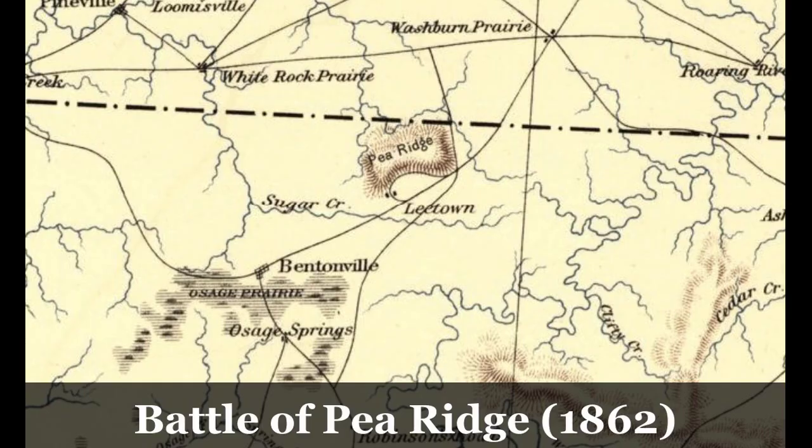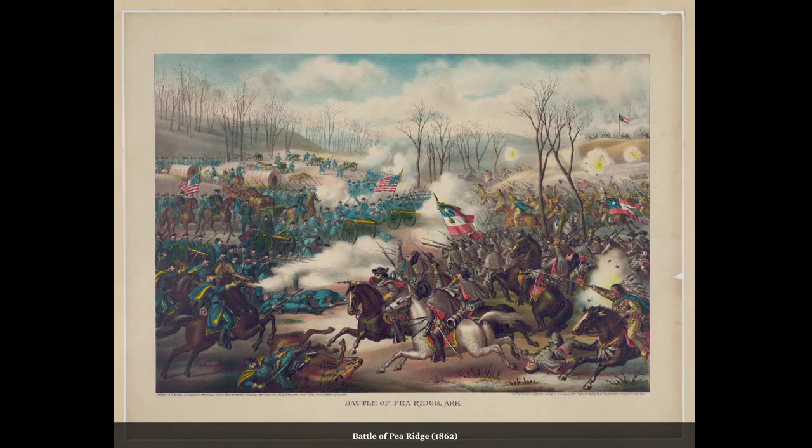Pro-Confederate elements were strong, especially in the southern part of the state, leading to a complex web of alliances and rivalries that would test the mettle of both the Union and Confederate forces.